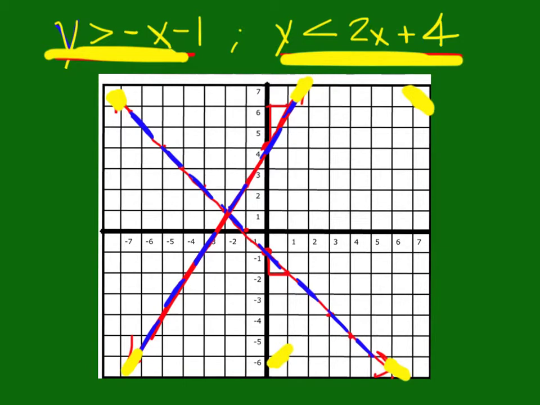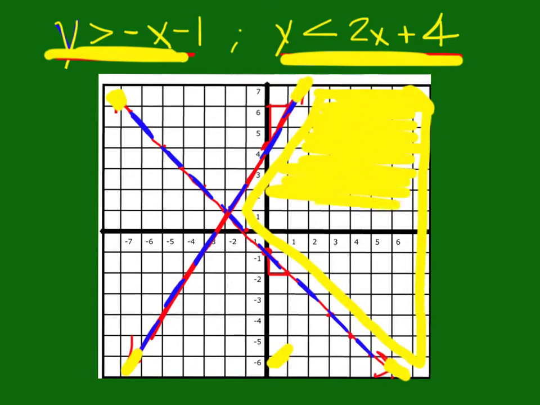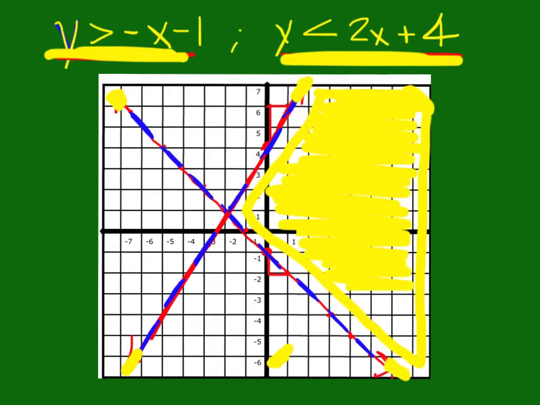So which section satisfies both of them? It would be right here. So this is the one you would have to shade in. Doesn't have to be shaded in completely, but it must look neat. So you just picked 0, 0.